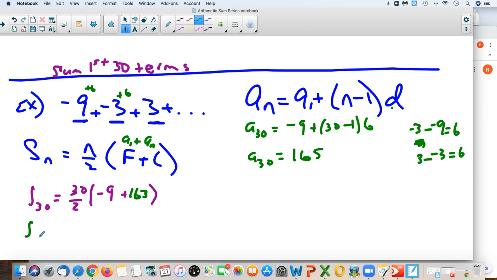So how do we find the sum of the 30 terms? Just do the math and crunch the numbers. Okay, so it's 163, take away 9. I apologize, 165. Why did I write 163? It's a 5. Fix it up real nice. There you go. 165, take away 9.